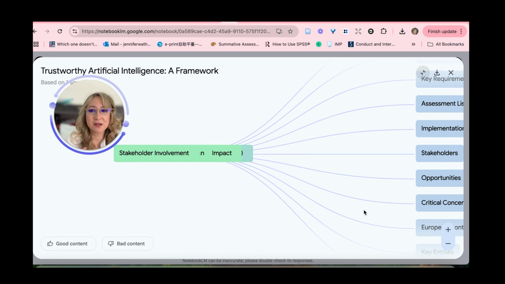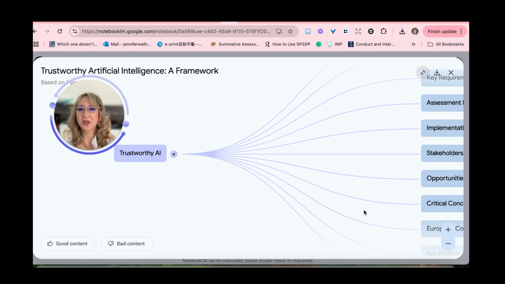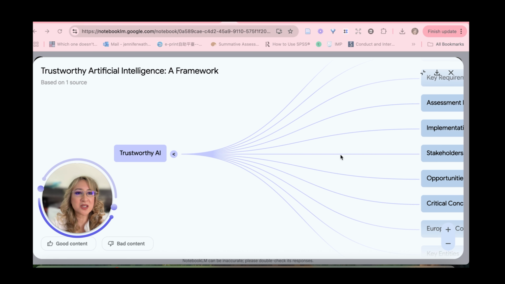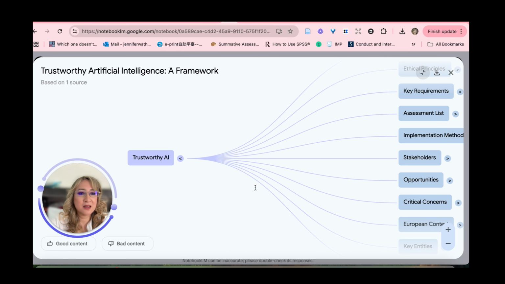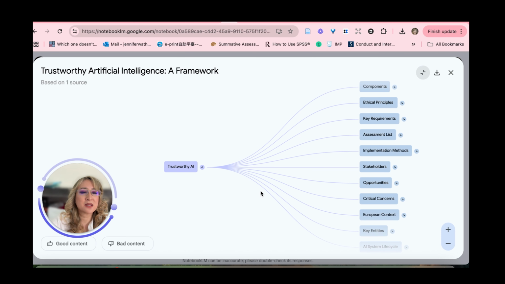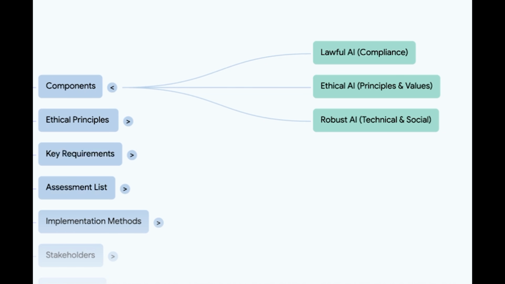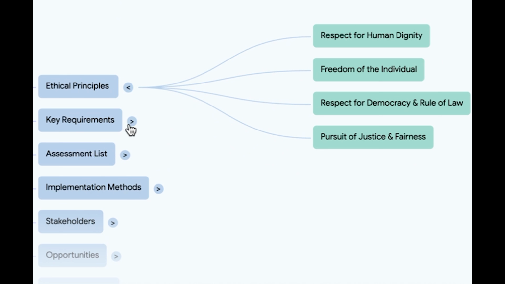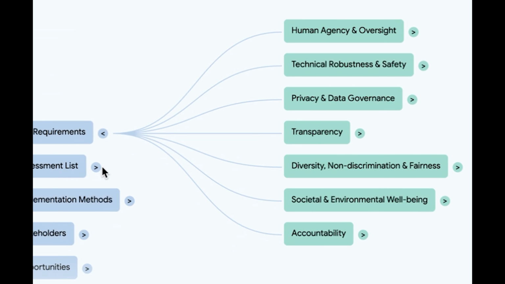So this is just based on the European Union Trustworthy Artificial Intelligence Framework. So here I'm going to scroll across, and you can see I can't scroll across, but I can make it actually a little bit smaller by pressing the plus and minus sign. So here, let's have a look at the components. Okay, it's got lawful AI, ethical AI, robust AI. Okay, and then ethical principles, respect for human dignity, freedom of the individual, respect for democracy and rule of law, pursuit of justice and fairness. Key requirements here, and then there's more arrows here.